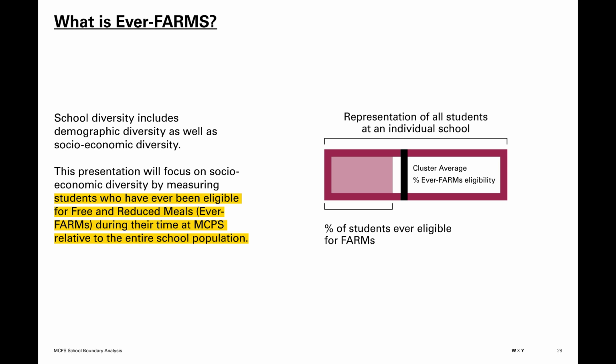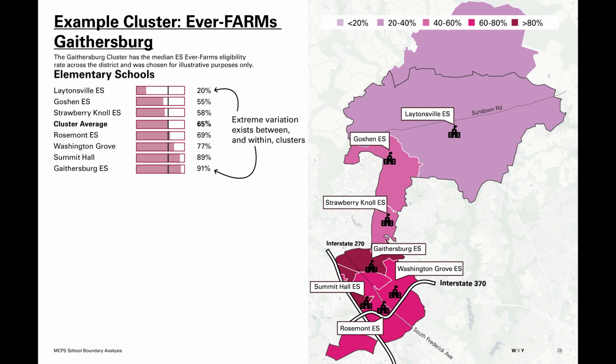When we look at the dissimilarity index of Montgomery County Public Schools, we're looking at the average percentage of Fver-FARMS students in a cluster and comparing it to the average percentage of Fver-FARMS students in an individual school. This allows us to compare the segregation or isolation of Fver-FARMS students within particular schools, even when they live in a diverse school cluster. Once again, we're going to take a look at an example cluster.